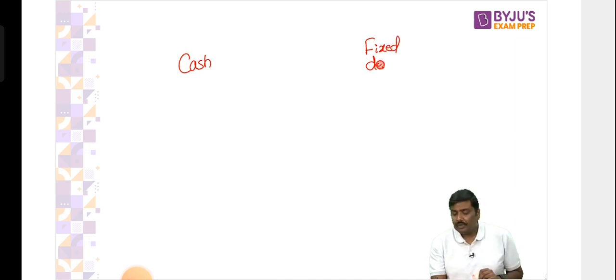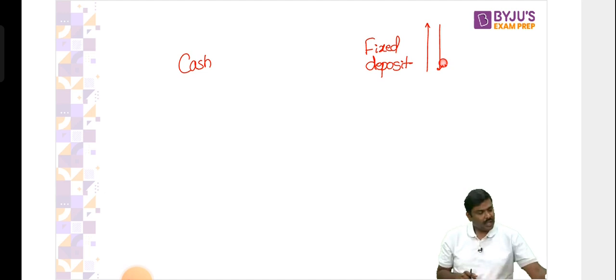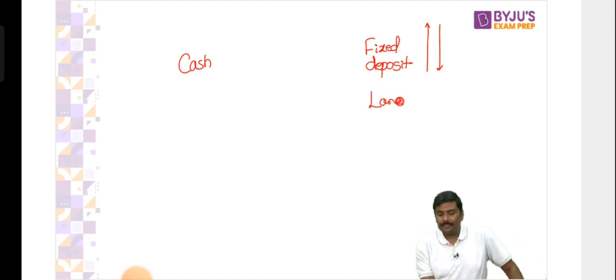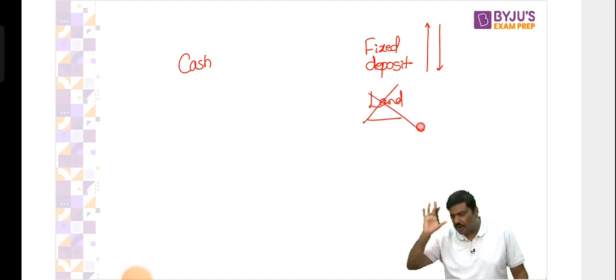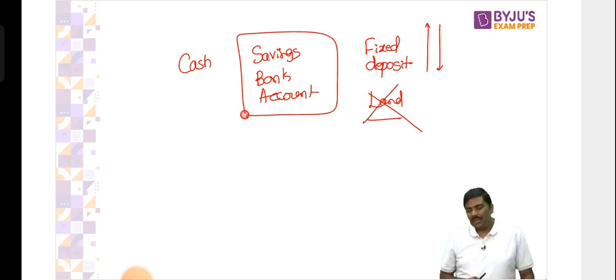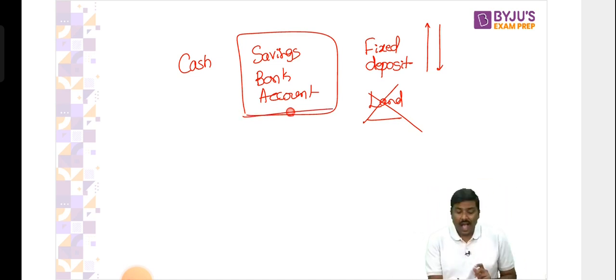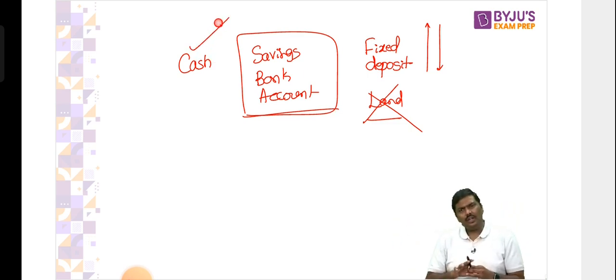Fixed deposit. High liquid or low liquid? Land. Low liquid. Again, I'm talking about bank, so land is not required here. Let me add one more. The savings bank account. What about the savings bank account? Liquidity is high or low? High liquidity. Not as high as cash. Cash is absolute liquidity. Savings bank account is not as liquid as cash.